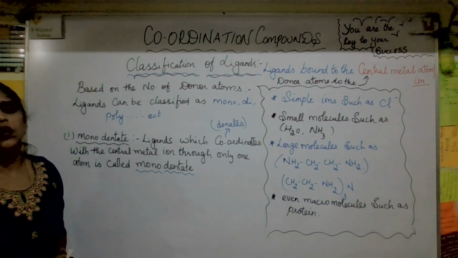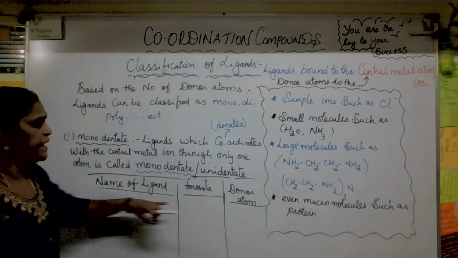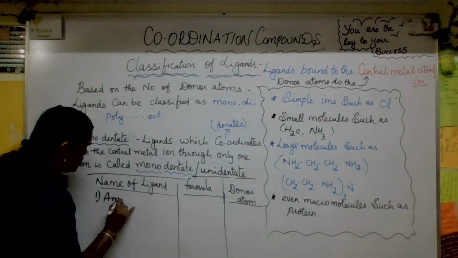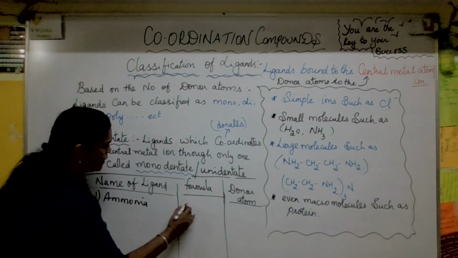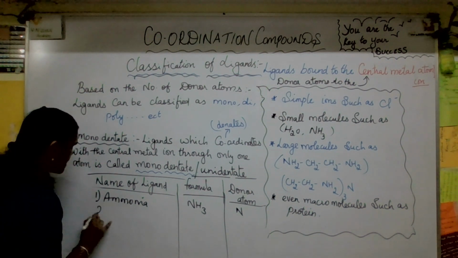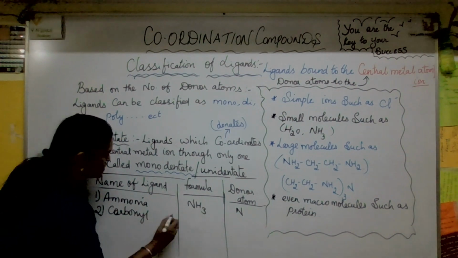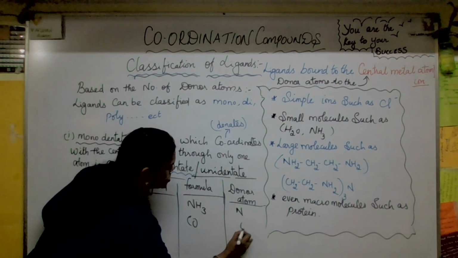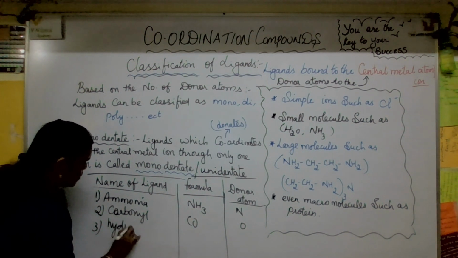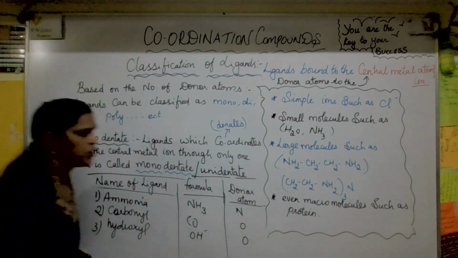So what are the monodentate ligands? Let us go and identify. Name of the ligand, formula, donor atom. For example, one, ammonia, NH3. Nitrogen is the donor atom. Then second one, carbonyl, CO, and oxygen is the donor atom. Third one, hydroxyl, OH minus, oxygen is the donor atom.